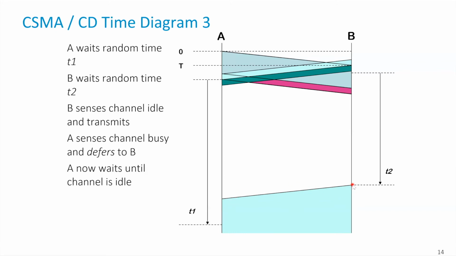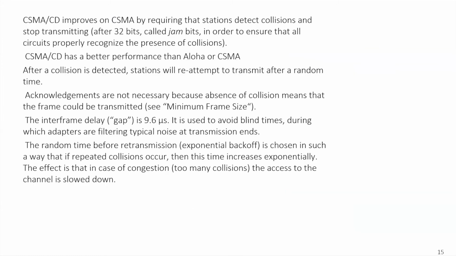But there's a high probability that they won't. Here, T2 is smaller than T1. B wins, transmits. And now when the timer of A expires, then the channel is busy, and so A will wait until the channel becomes idle and will therefore have given the way to B. This is how, in this simple case, the collision is resolved.